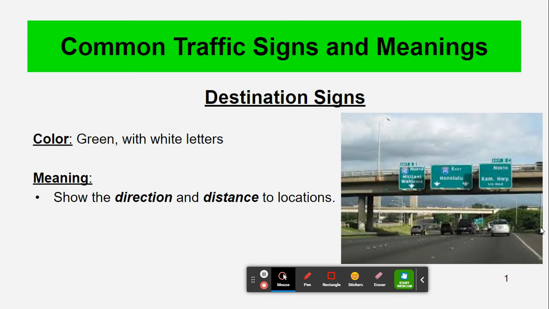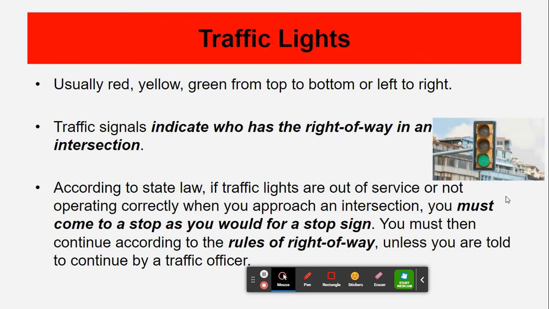Common traffic signs and meanings. Destination signs. So destination signs are green, right? They're rectangular. They're horizontally rectangular, maybe a little square. They often have that shield. The shield displays the type of road it is. It could be an interstate. It could be some type of county road, and tells us sometimes which direction it's going, north or east. Tells us exits and so on, but these are called destination signs.